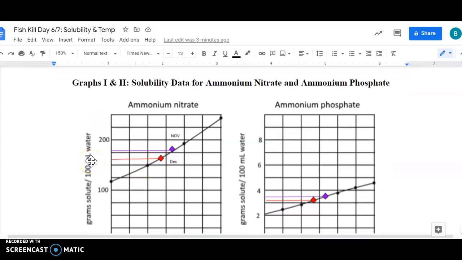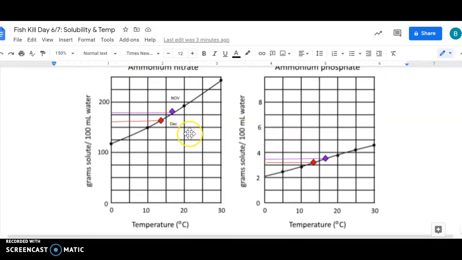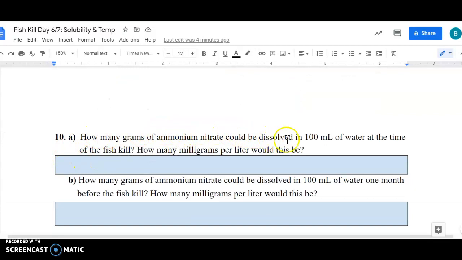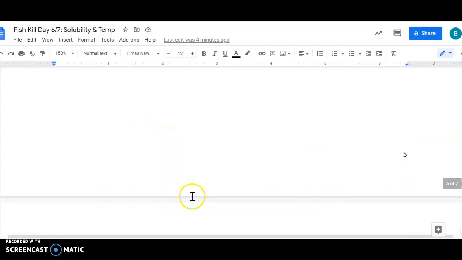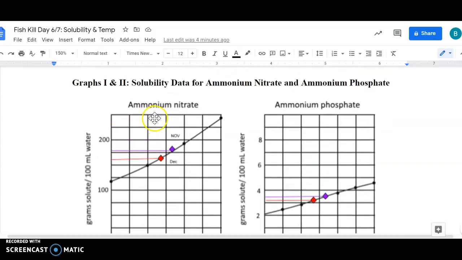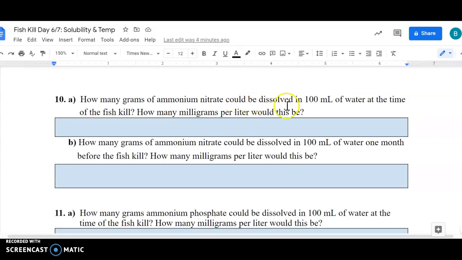I've added a graph here for part 2. It wants you to use the temperatures provided. For December, it was 14 degrees. November is 16.5. You're going to read the numbers in grams on the right-hand side for ammonium nitrate and the same for ammonium phosphate. The question is, how many grams of ammonium nitrate could be dissolved at the time of the fish kill? So in December, about 165 grams of ammonium nitrate could be dissolved in 100 milliliters of water in December.